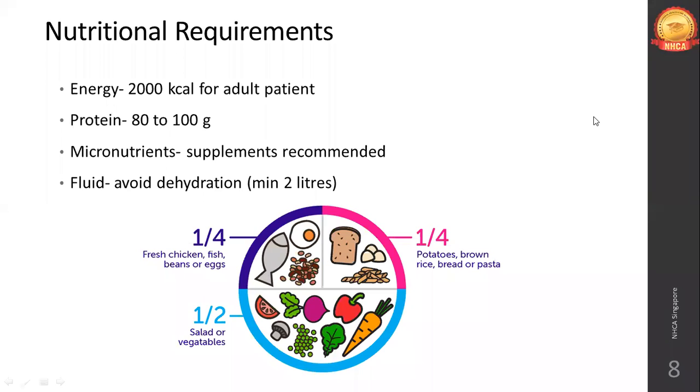Next, coming to the nutritional requirements. So energy, 2000 kilocalories for an adult patient is a target here, but it is very near to impossible to keep this target up. Protein requirement is 80 to 100 grams. Have you noticed something that is abnormal here, and why this high amount of protein? For an adult person who has a sedentary lifestyle, 60 to 70 grams of protein is more than enough.